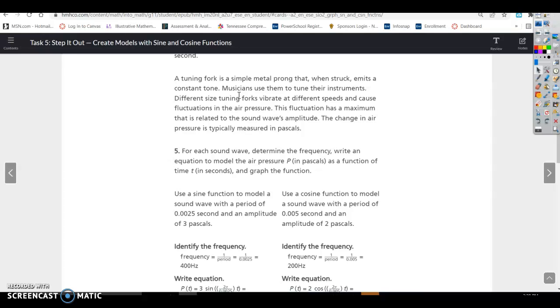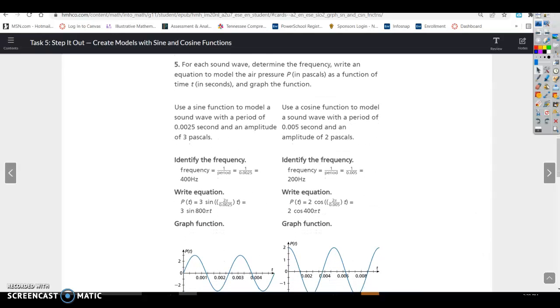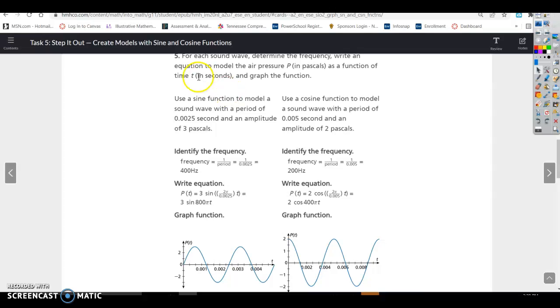For each sound wave, determine the frequency. Write an equation to model the air pressure as a function of time and graph the function. Use a sine function to model a sound wave with a period of 0.0025 seconds and an amplitude of 3 pascals.